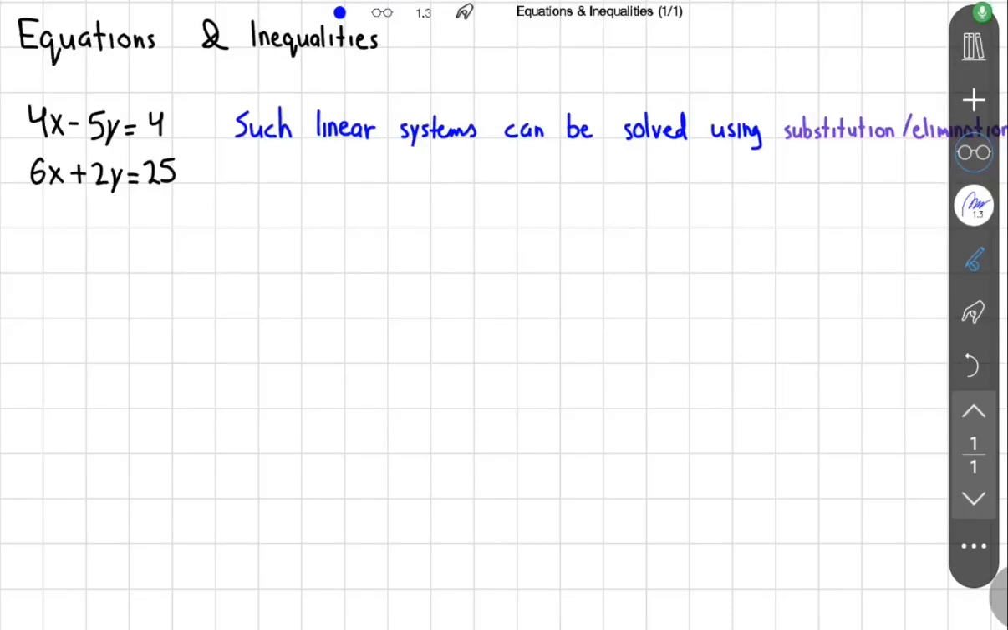Okay, today guys, I will talk about the third chapter of Pure Mathematics 1, and it talks about equations and inequalities. So the first concept we have is how to solve linear systems of equations, usually containing two variables. And such systems can be solved with two methods. We have a method called substitution and another method called elimination.